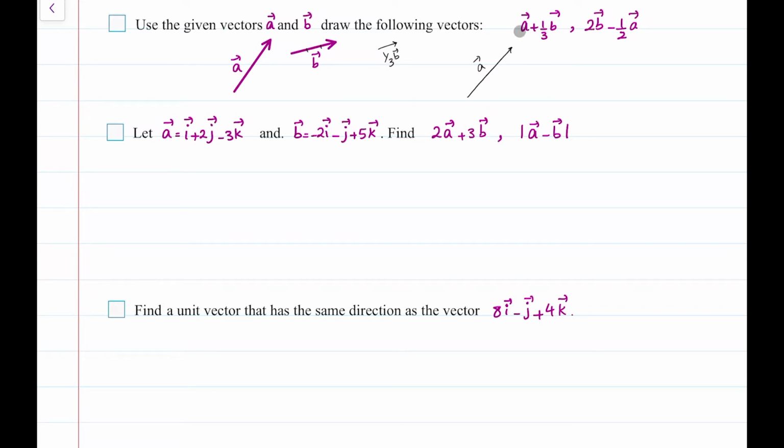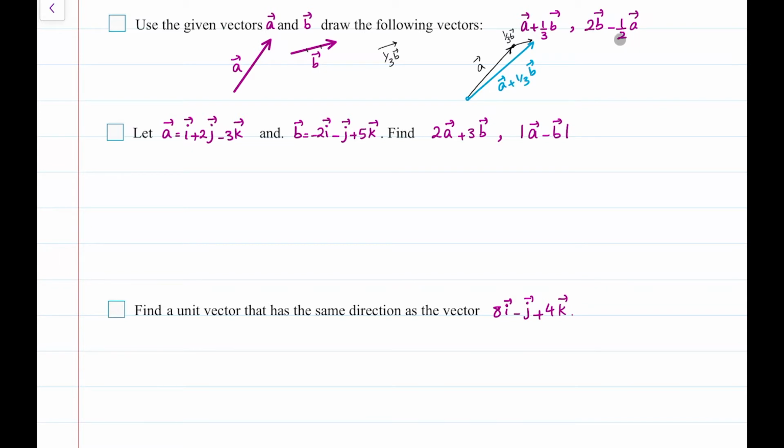Okay, when I want to add two vectors, I'm gonna graph the first vector, and the second vector would be at the end of the first one, the same direction. This is 1/3 B. And then for the addition, I'm gonna start from the beginning of the first vector, and I'm gonna graph to the end of the second vector. So this would be A plus 1/3 B. Perfect. How about the second one?